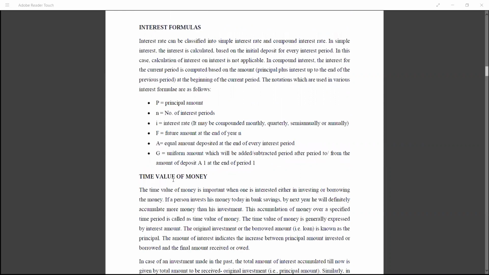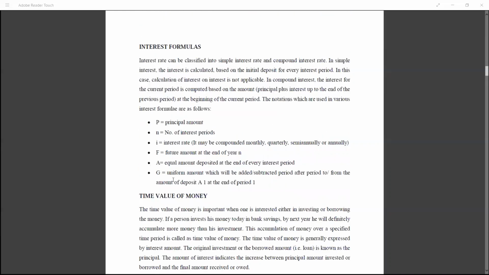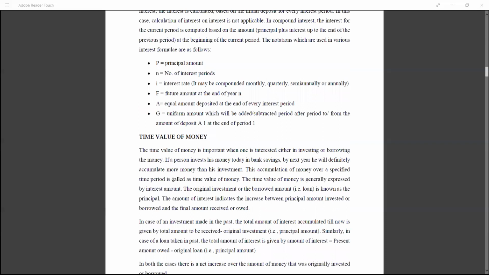So again, you need to renew it, or you can extend the time limit. For that, the formula is generally given with these notations, which are very important because once you understand them, it will be easy to solve the problems. Here P is principal amount, N is number of interest periods, I is interest rate, F is future amount, E is equal amount, and G is uniform rate.